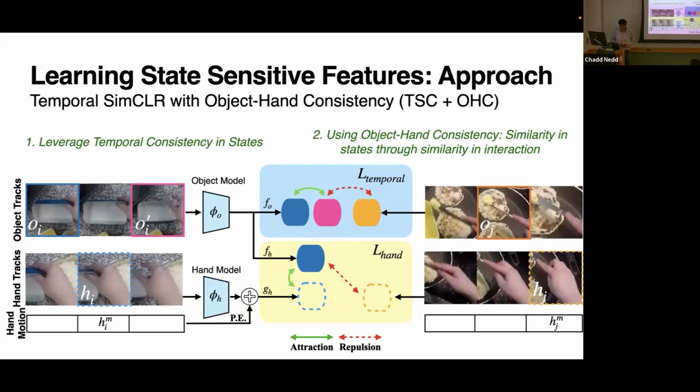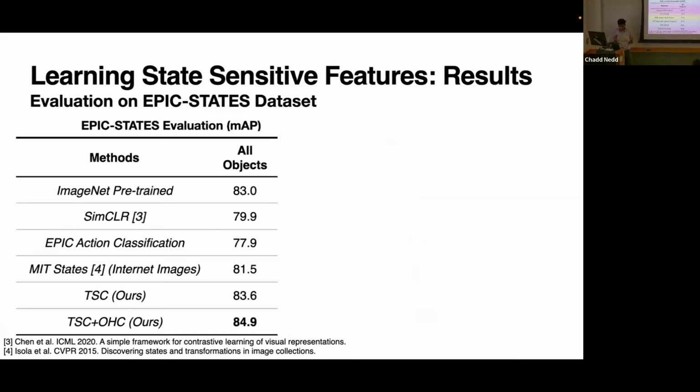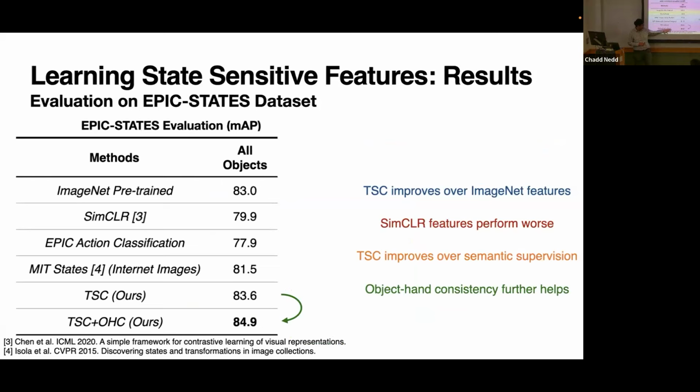And so we have a data set that we again collected for evaluating state sensitivity of features. And these are comparisons with ResNet style models and such. I don't have a GPT-4 comparison here. But what we are seeing here is that our features are more state sensitive than internet-trained features.